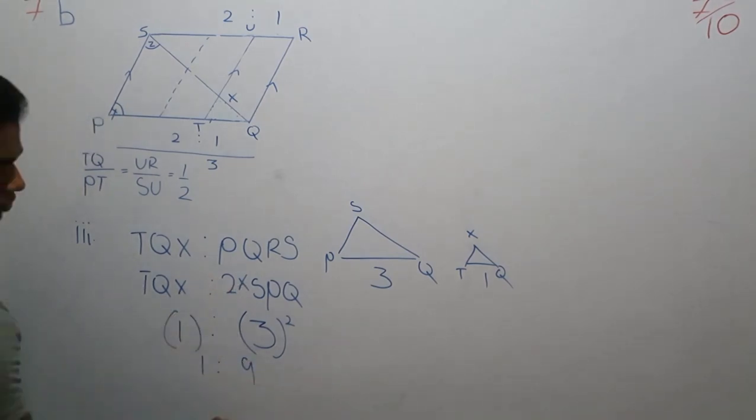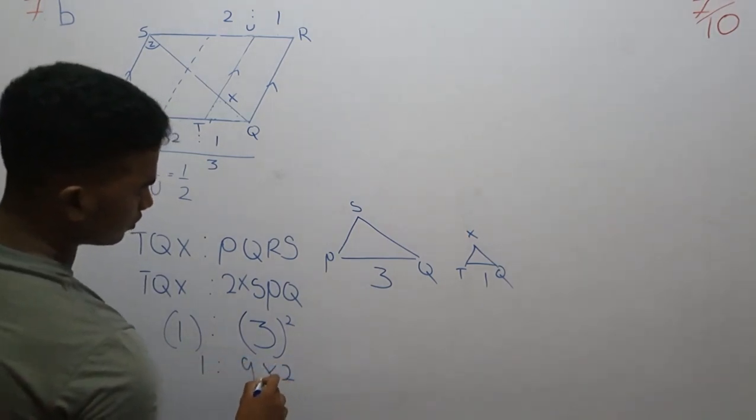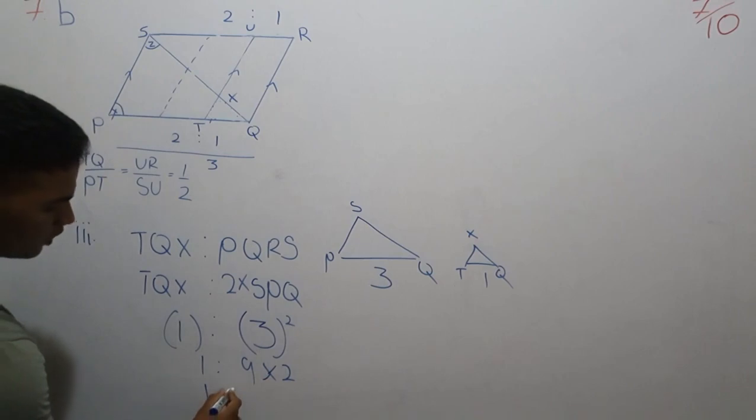Now put this 2. Now we got the area of one triangle as 9, I mean the ratio, and the small triangle as 1. Now for the parallelogram, there are two big triangles, so multiply it by 2. So we are getting the answer as 1 is to 18.